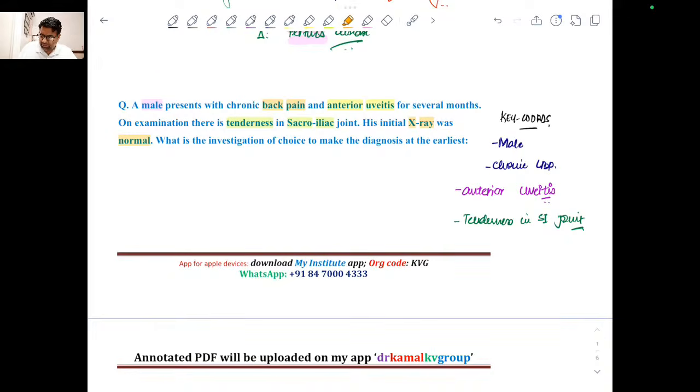Clear? So out of all these features, anterior uveitis, in orthopedics there is only one condition for which you need to remember anterior uveitis, and that is ankylosing spondylitis. The moment you find the words anterior uveitis, low back pain, straight away go to ankylosing spondylitis. Now the basic pathology in ankylosing spondylitis is that there is formation of syndesmophytes.